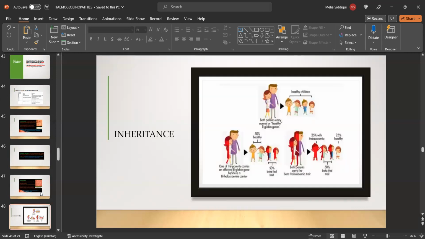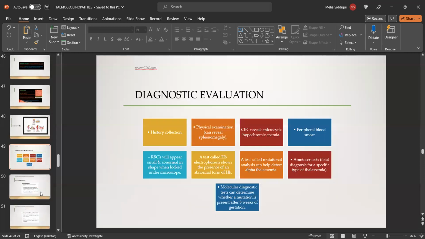Inheritance. If both parents carry normal or healthy beta globin genes, then all children will be healthy. However, if one of the parents carries an affected beta globin gene, that is, is a beta thalassemia carrier, then 50% of the children will be healthy and 50% will be carriers. And if both parents carry the beta thalassemia gene, then 50% will be carriers, 25% of the children will have thalassemia, and 25%, that is 1 in 4 of the children, would be healthy.